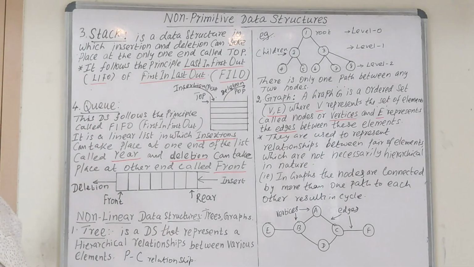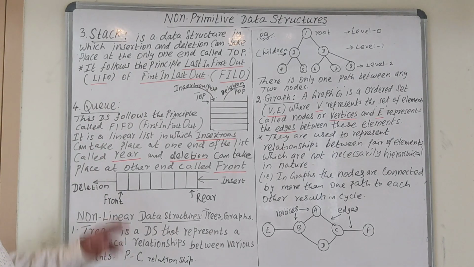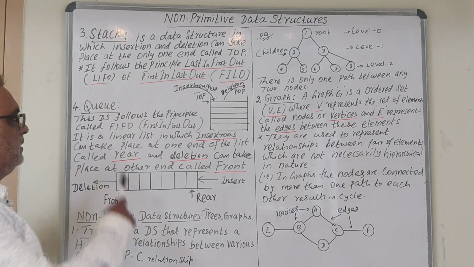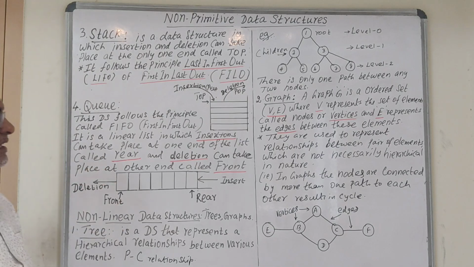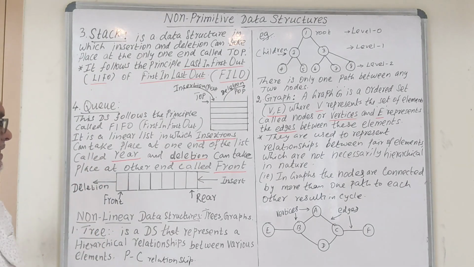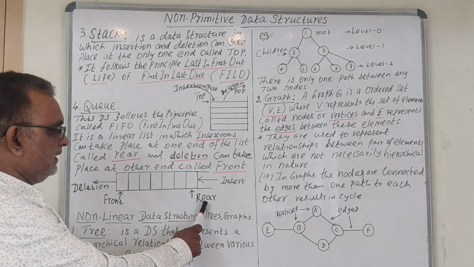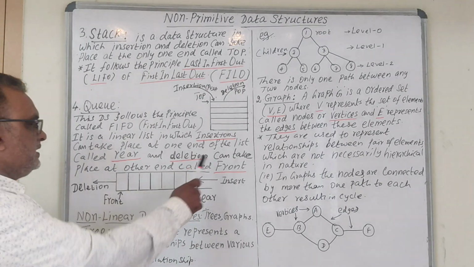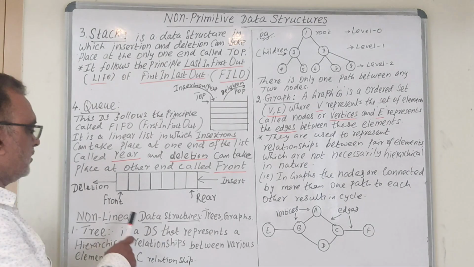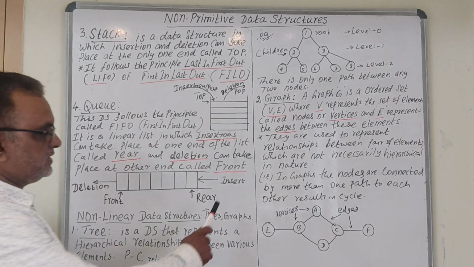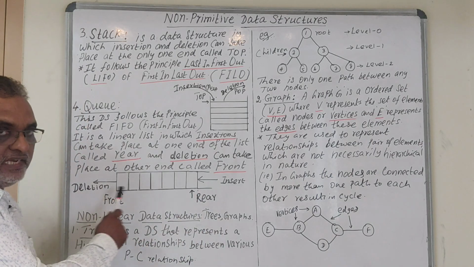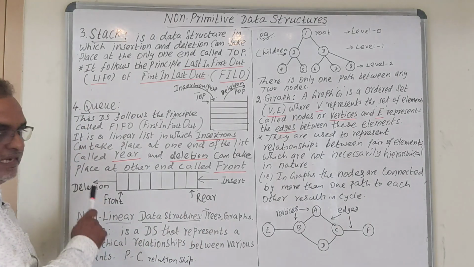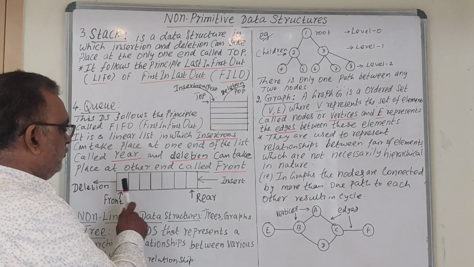The next one is the queue. This is a data structure that follows the principle called FIFO, that is first in first out. It is a linear list in which insertion can take place at one end called the rear, and deletion can take place at the other end called the front. So insertion is done through the rear end, and we can delete items from the front end. So first in first out.